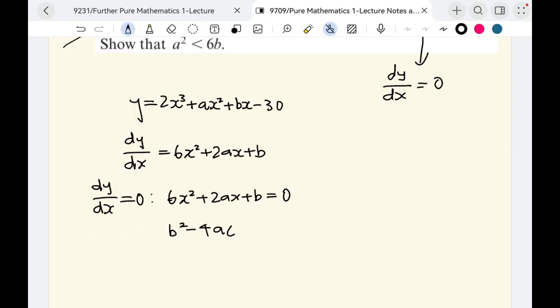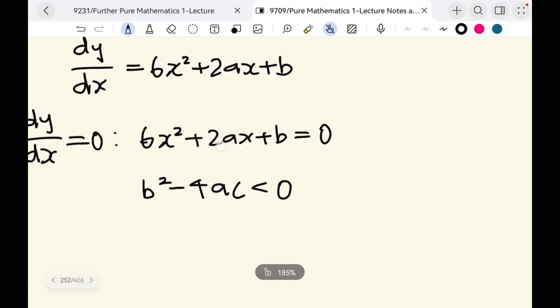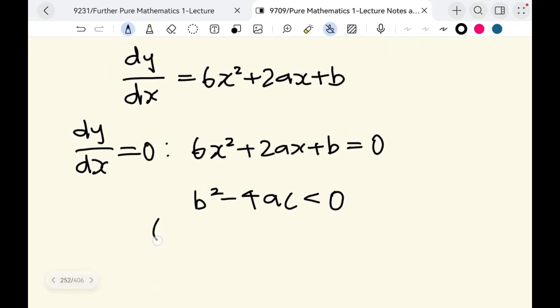So this is the prerequisite chapters that you have learned from chapter 1. When it comes to the quadratic equation which does not have real solutions, use the fact of b squared minus 4ac is less than 0. So what is the b? The coefficient of x, 2a squared, bracket square.